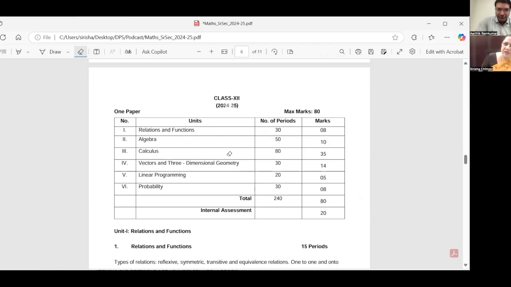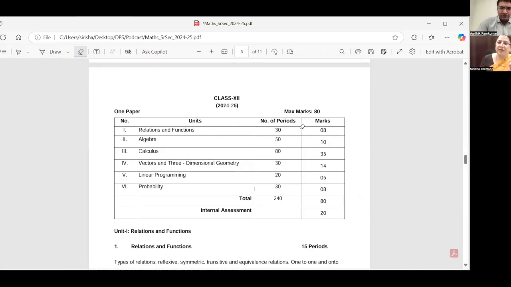So even when I'm preparing for unit test or half yearly, we never give chapter-wise weightage or a blueprint. We give unit-wise. Because when it comes to calculus, in the 80-mark paper, it is 35 marks. That means if it is 40, it is 50%, less than 50%. Most of the marks will come from calculus.